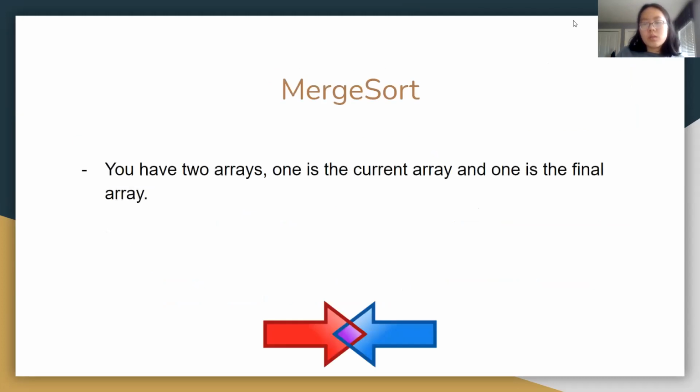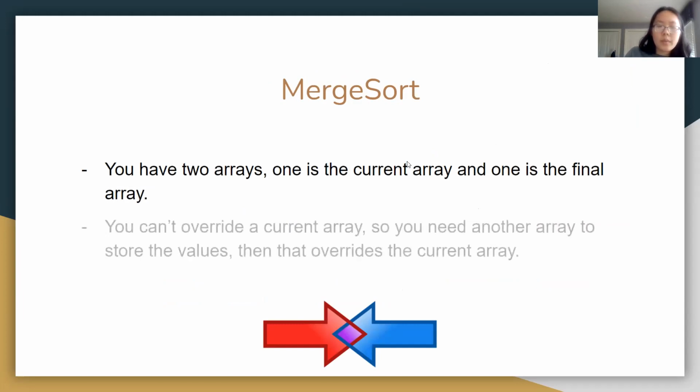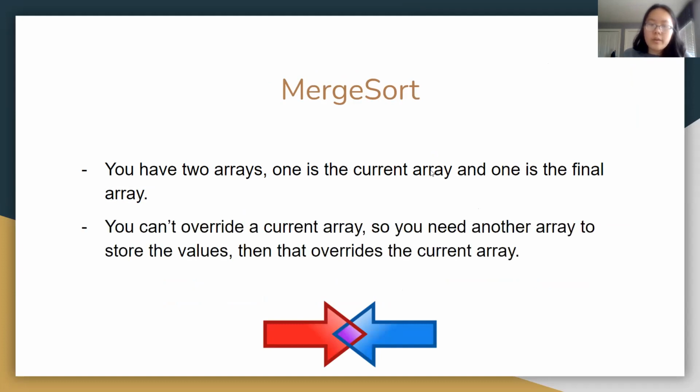You usually have 2 arrays when you're implementing it: one is the current array and one is the final array. The reason you have those 2 arrays is that you can't override the current array, otherwise you'd be deleting some values or missing some values due to overriding. So you have another array to store the values first while you're ordering, and then you override the current array and return that array. That's usually how it goes.